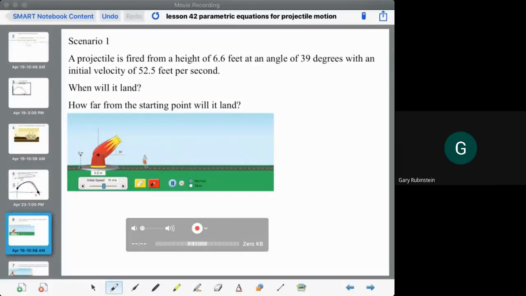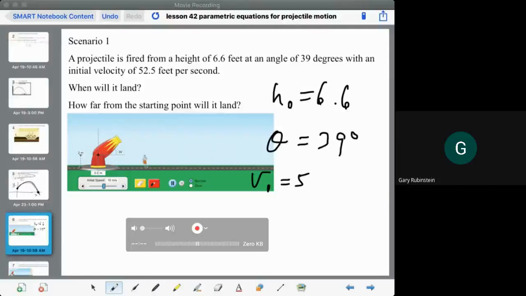So here is like a cannon instead of an Angry Bird slingshot. And here's the given information. We are told H0 is 6.6. We are told the angle, which is 39 degrees. And we are told the initial velocity, V0, is 52.5.